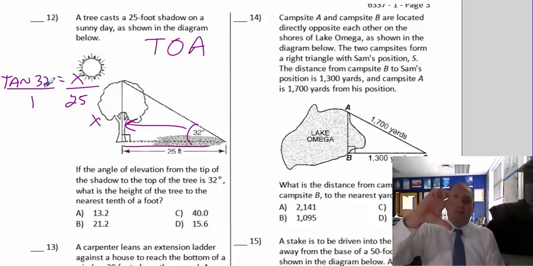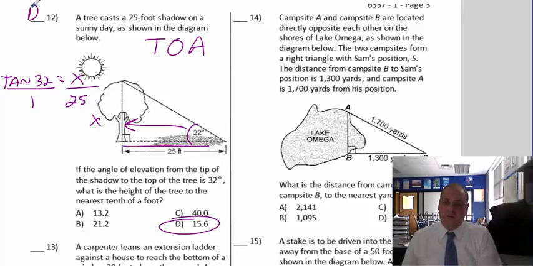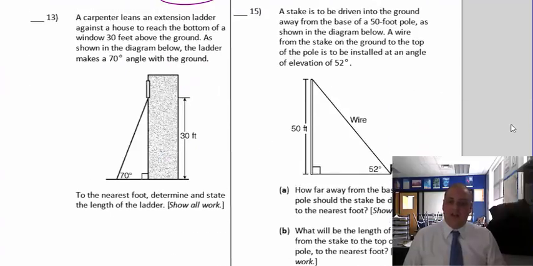You can do it in your phone. If you turn your phone sideways, it'll go into scientific mode. You've got to have auto rotate on, and then that's going to be 15.6.